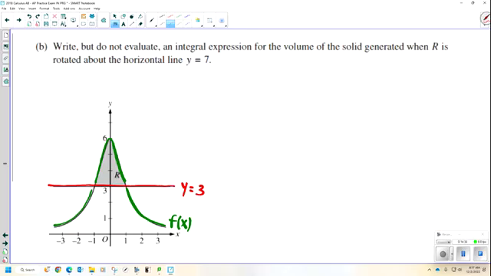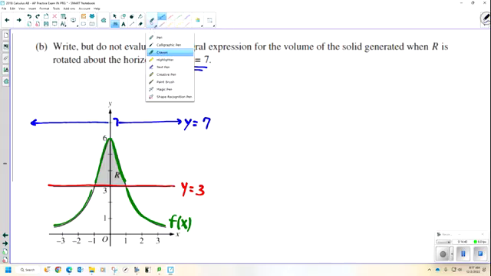Okay. But they give us this line, y equals 7. So here's where y is 7. And they want this shaded region R to rotate around y equals 7. And they want the volume of the shape that's created when that gets rotated.